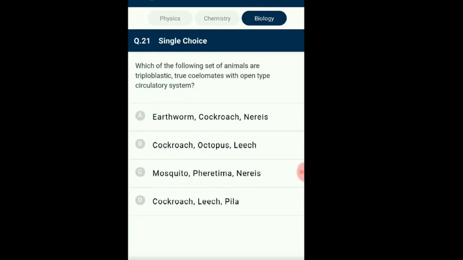Question number 21. Which of the following sets of animals are triploblastic, true coelomate with open type circulatory system? Open circulatory system, also called hemocoel, is present in Arthropoda: cockroach, mosquito, honeybee, etc. Hirudinaria of Annelida, blood-sucking leeches, and non-cephalopod mollusks: Pila, Unio, Dentalium. So the correctly matching option is option D: cockroach, leech, Pila.